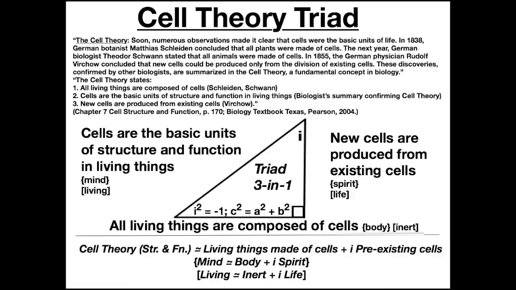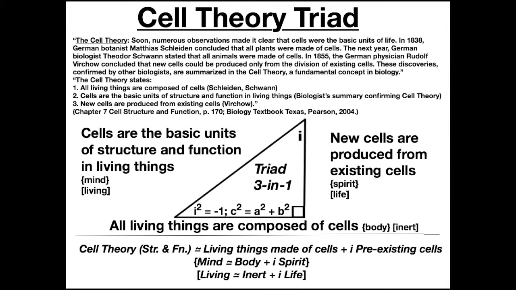In following, we'll present the cell theory triad of biology in a slide. The cell theory triad. We summarize, and I quote, "The cell theory states the three postulates. 1. All living things are composed of cells. Second postulate, cells are the basic units of structure and function in living things. Third postulate, new cells are produced from existing cells."